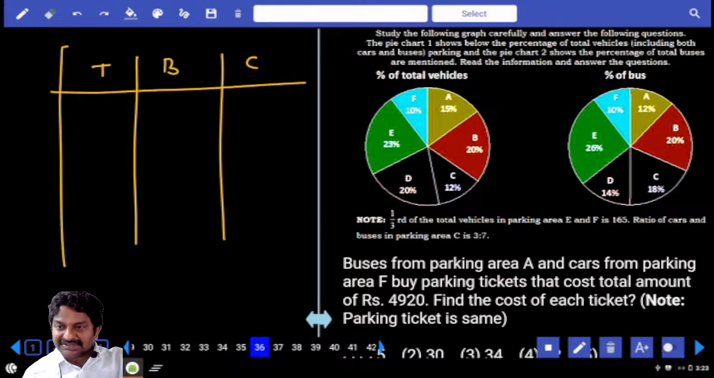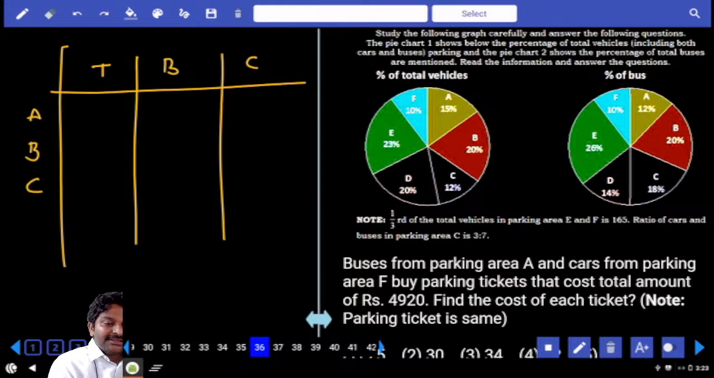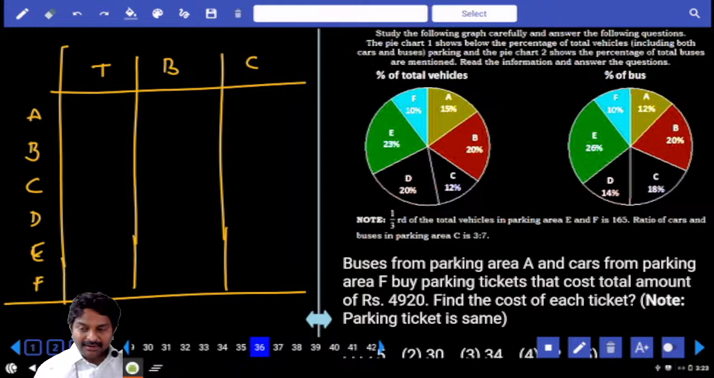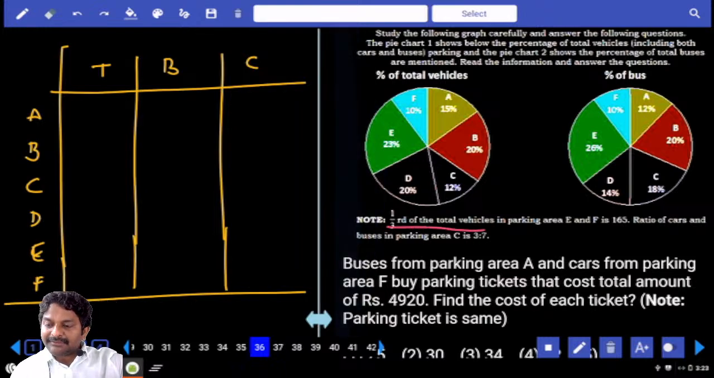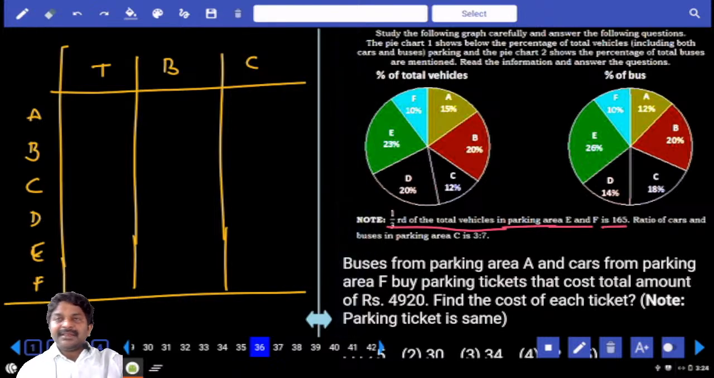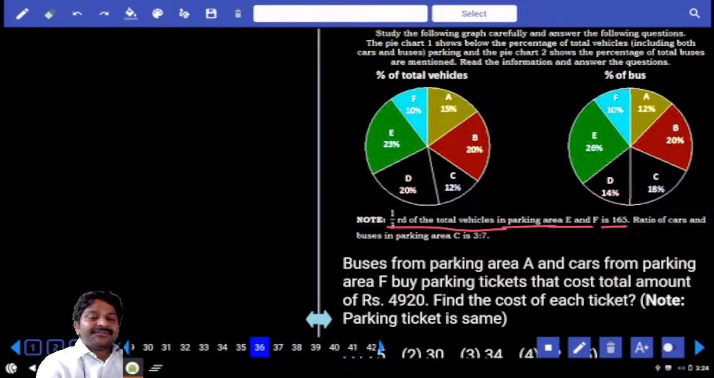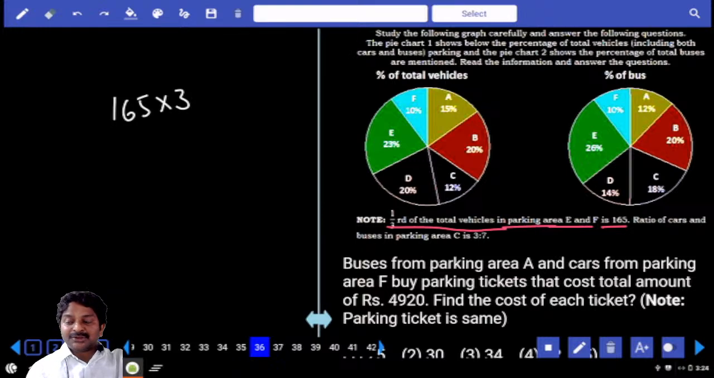There are 6 companies, parking slots A, B, C, D, E, and then F. 1/3 of the total vehicles in parking areas E and F is equal to 165. If 1/3 is 165, total is 165 3 times, and that belongs to E and F.